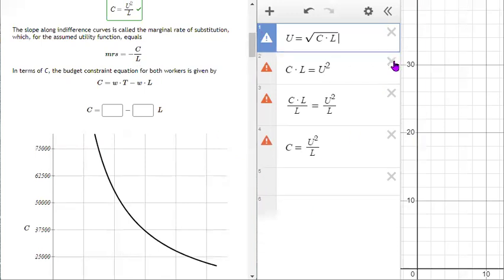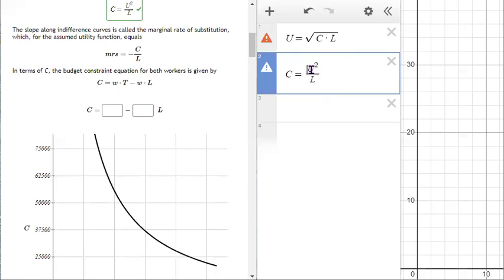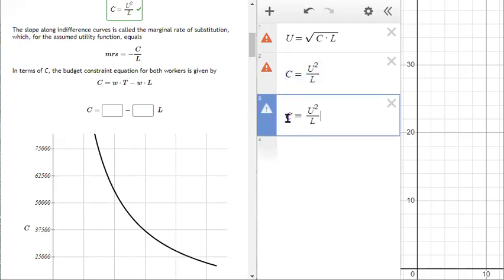Well, let me go ahead and delete these. So here's my utility function. Here's my indifference curve holding that utility constant, right? I'm going to differentiate this equation with respect to L. It makes it easier if I move the L up into the numerator. In order to move the L up into the numerator, I have to make the exponent -1, right? Now I can get rid of the fraction. So that's the first thing I want to do, right?